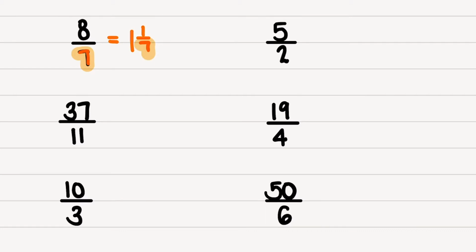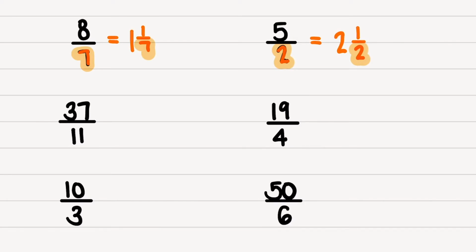Let's look at the next one. I have a denominator of 2, 5 over 2. So 5 over 2 is an improper fraction. How many times does 2 go into 5? 2 goes into 5 2 times. 2 times 2 is 4, so what's left over? 1. 1 is left over to get to 5. And what will the denominator be? The same as the improper fraction, which in this case is a 2.